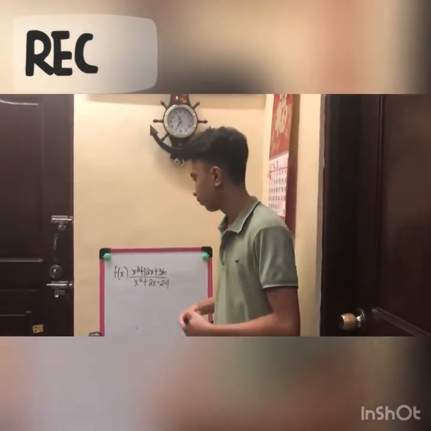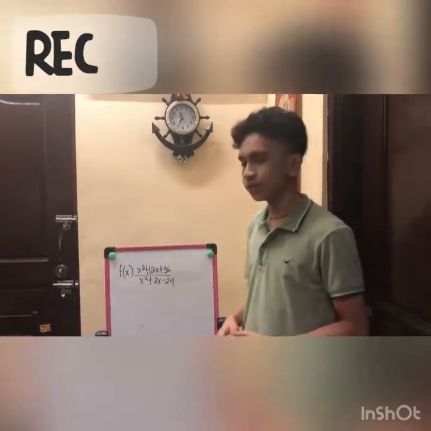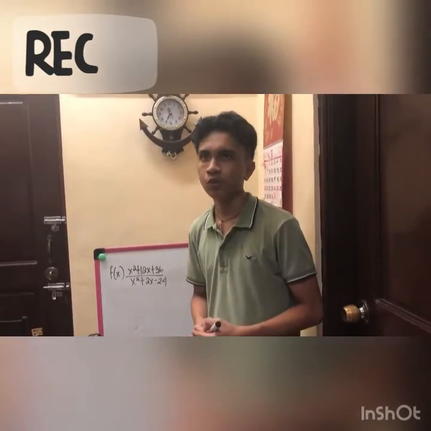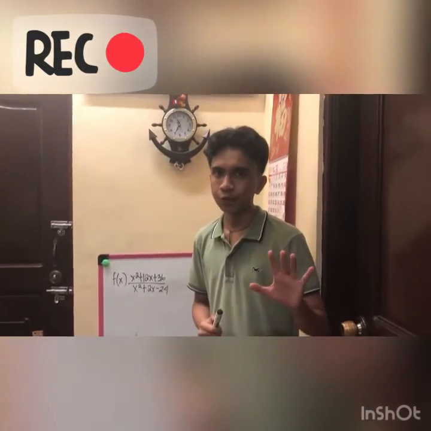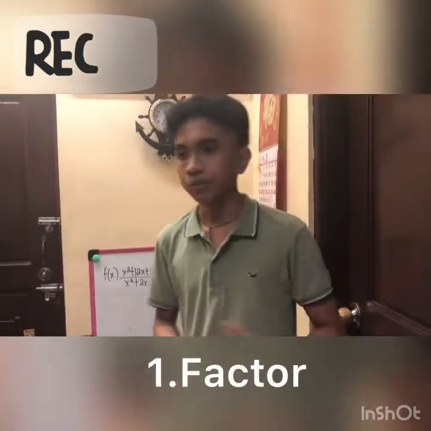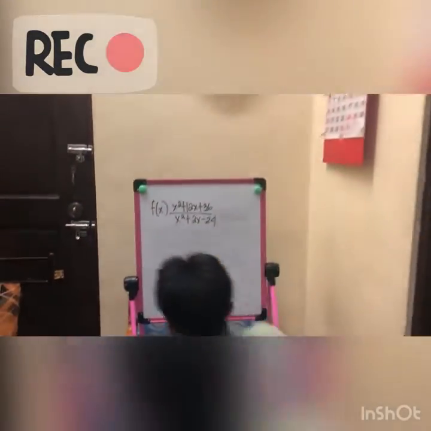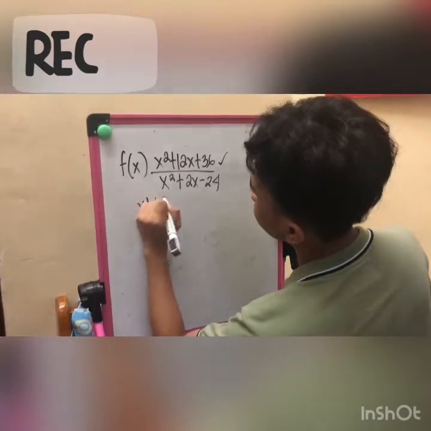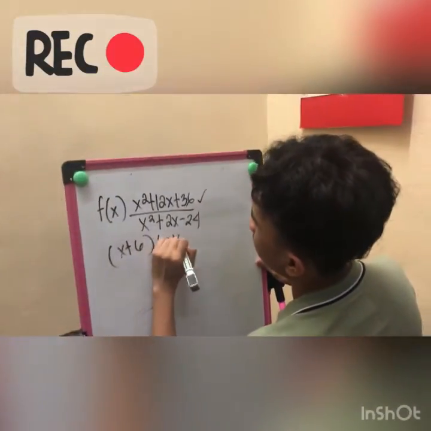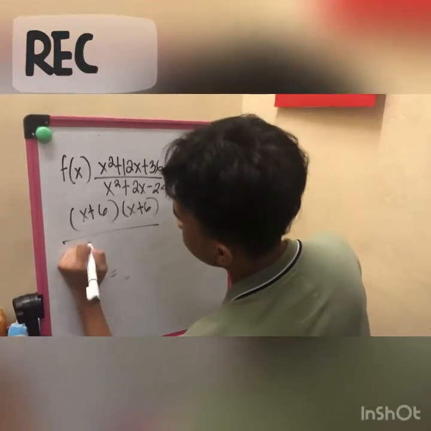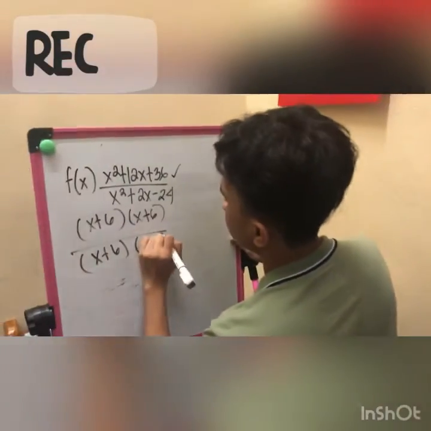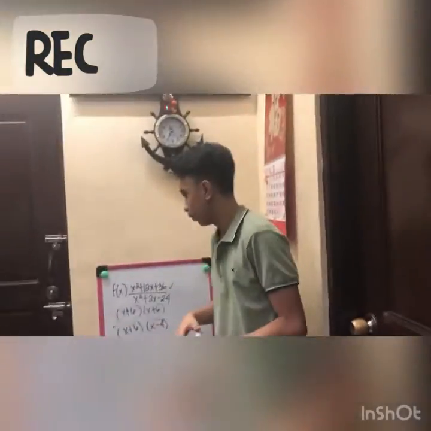For the next example, we have the equation of x squared plus 12x plus 36 over x squared plus 2x minus 24. So first, remember the first step, factor the given rational function. So we must factor them first. First, the numerator, x plus 6 and x plus 6. Now for the denominator, x plus 6 and x minus 4. So here's the first step.